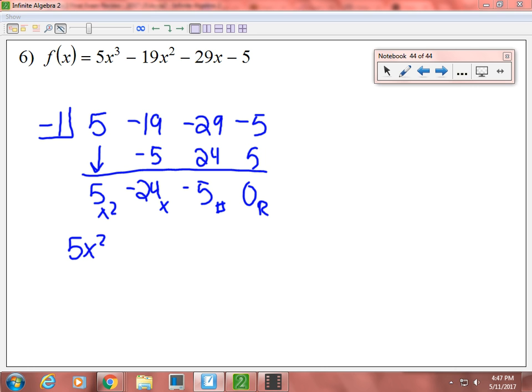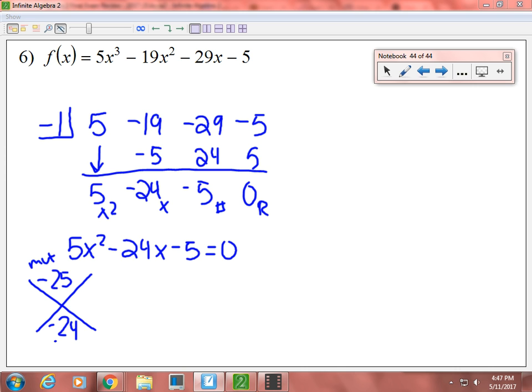So I get 5x squared minus 24x minus 5. And now I know that I can factor this. I say, okay, what multiplies to negative 25 that adds to negative 24? This is my multiply part, and this is my add. So what does that is going to be negative 25 and a positive 1. So then I go 5x squared minus 25x plus x minus 5.